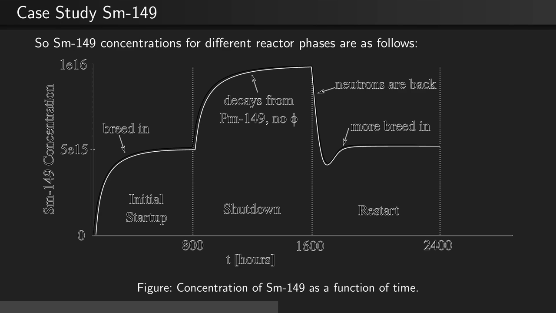Here we see a sample reactor scenario, where initially samarium-149 is bred in. After shutdown, decays from promethium-149 are no longer restricted because there is no flux. So the samarium-149 increases to a certain limiting point. After we restart the reactor, there are neutrons added back in, which eat up the samarium-149 until finally more is bred in.